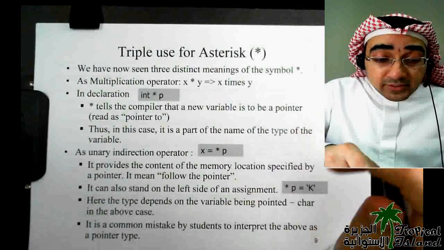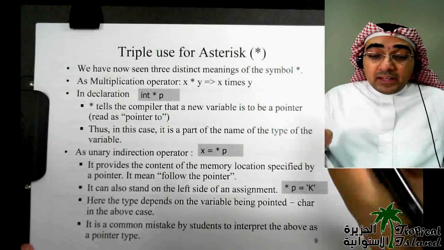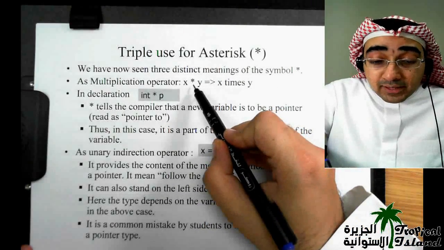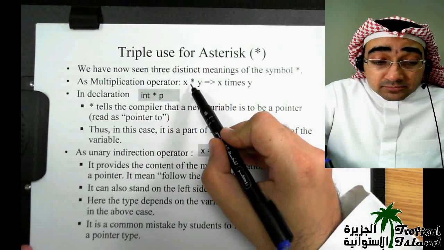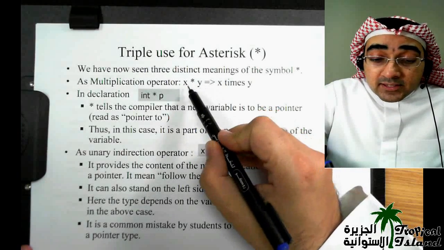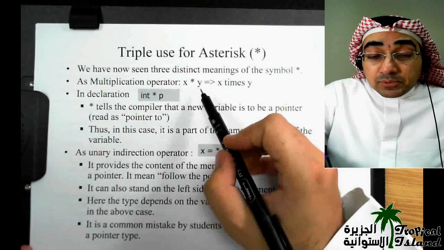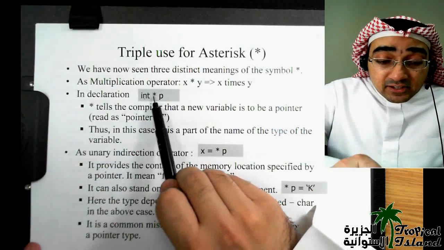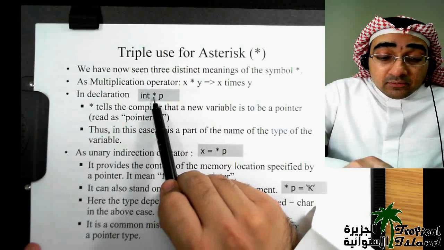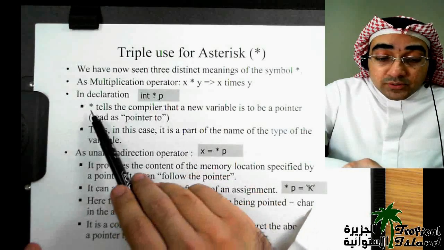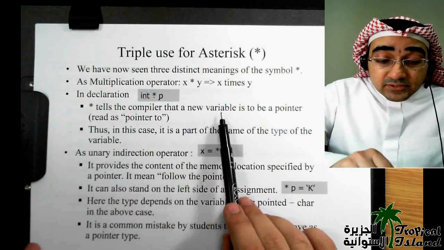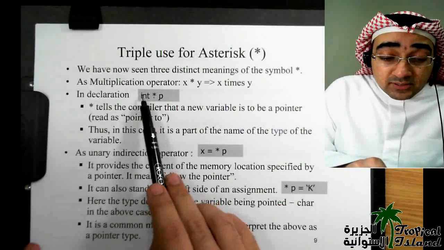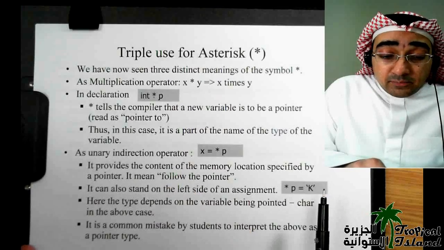Now, we have now seen three distinct meanings of the symbol asterisk. Okay, one of them is multiply. So when you say x asterisk y, this means x multiplied by y. This is how it's used in C. In a declaration, you can use int *p. Okay, now it's being used as a pointer p. The asterisk tells the compiler that the new variable is to be a pointer type. Okay, so if it's after a type in a declaration, it means it's a pointer type.